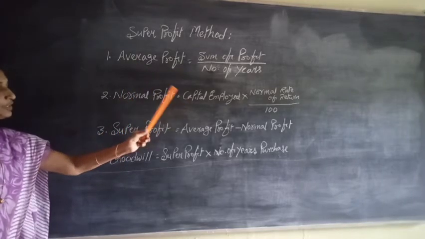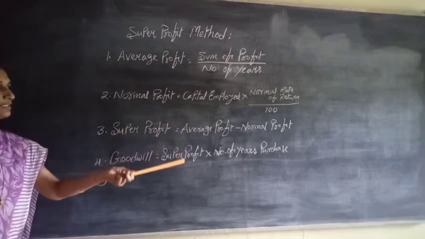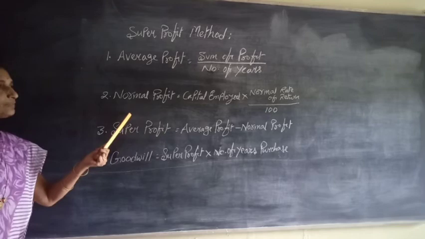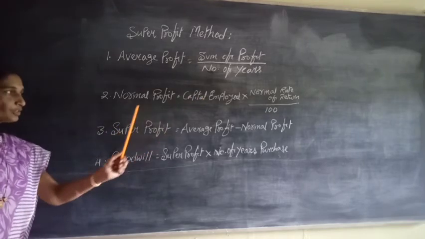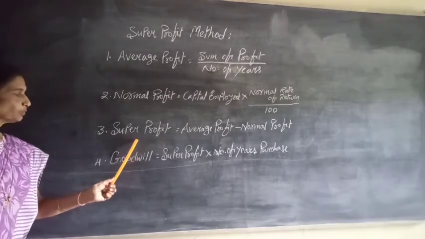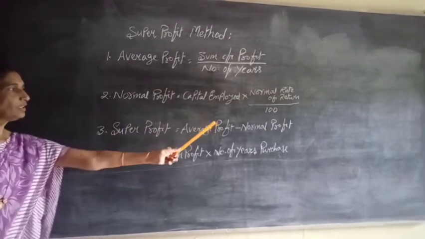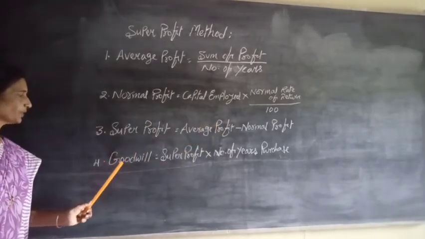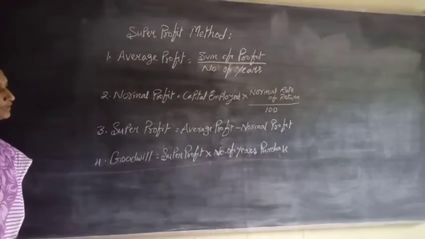And here normal rate of return is also known as the risk return, meaning how much risk is borne by the businessman to get this much of profit. Super profit, over and above the normal profit, is the excess of profit that this businessman earns than the other businessmen's profits. And goodwill is super profit into number of years purchase.